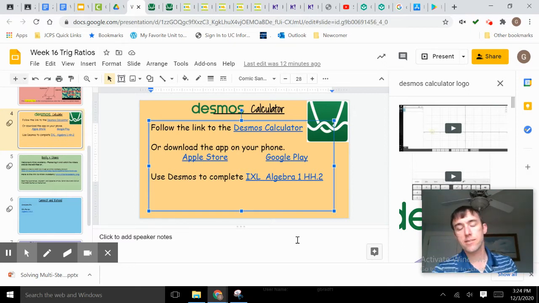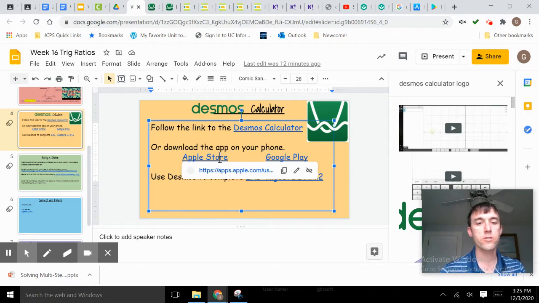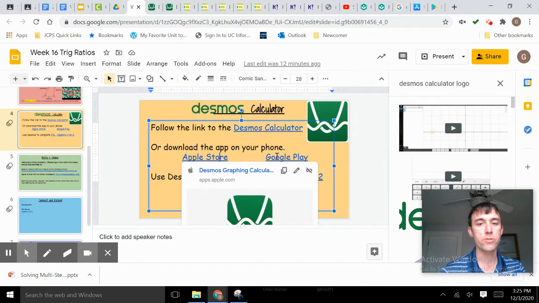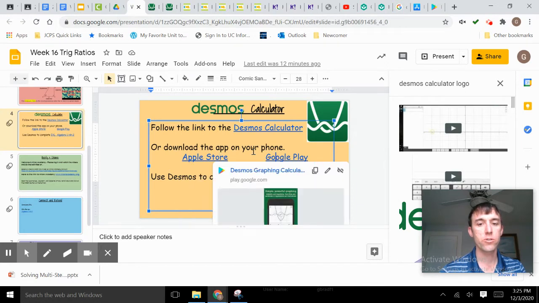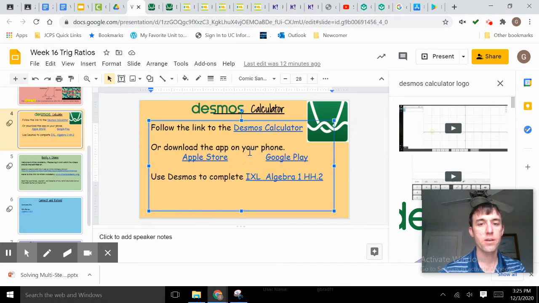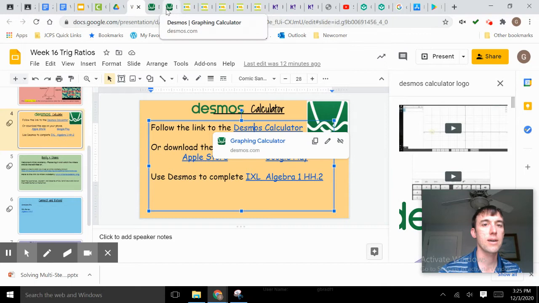You will have access to this calculator for upcoming tests, so it's important that you learn how to use it. I've given you the link to the calculator to access on your Chromebook or computer. There is also an app from the Apple Store or Google Play. Either will work. Today, we're going to look at the Desmos calculator on the desktop.